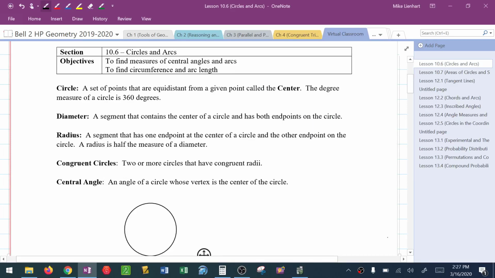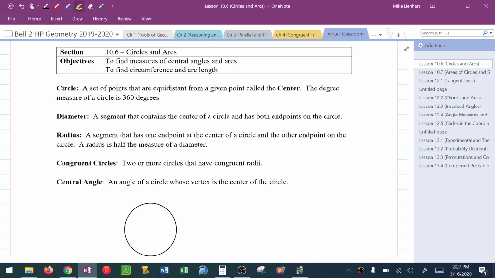This lesson is about circles and arcs, and we've got two objectives. The first one is to find the measures of central angles and their corresponding arcs. And the second objective is to be able to find the circumference of a circle and tie that into something that is called arc length.